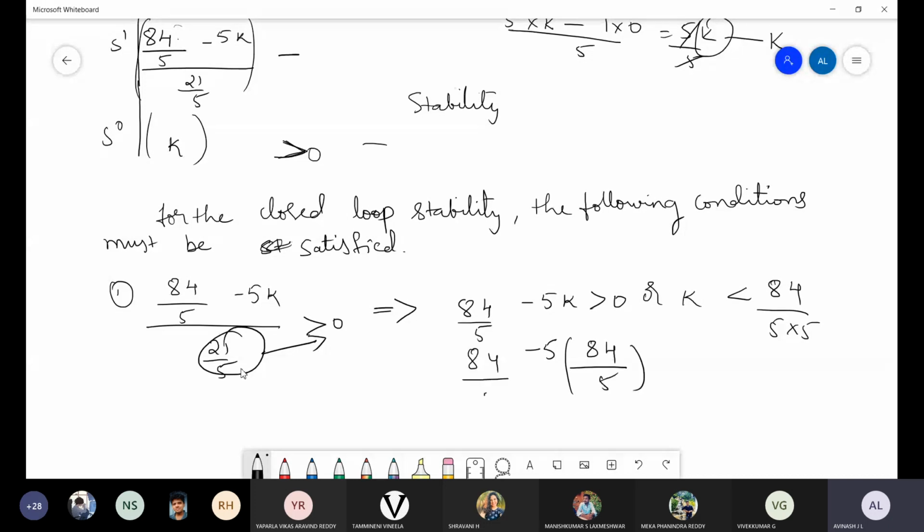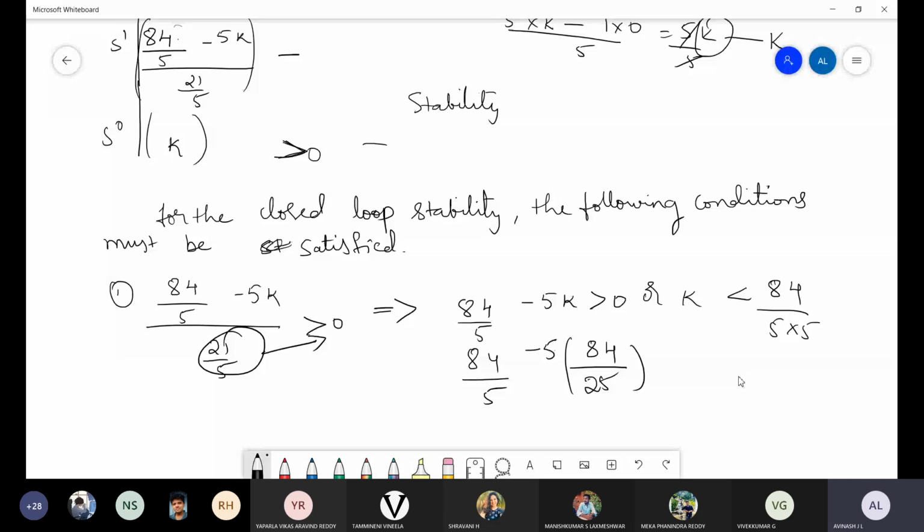what is the value you will get? You tell me, all of you. Okay. So 84 divided by 5, into 25 you can say. Okay, 84 divided by 25 if I make it. So 5 divided by 25 is 1 by 5. So obviously what you will get is the value 0.